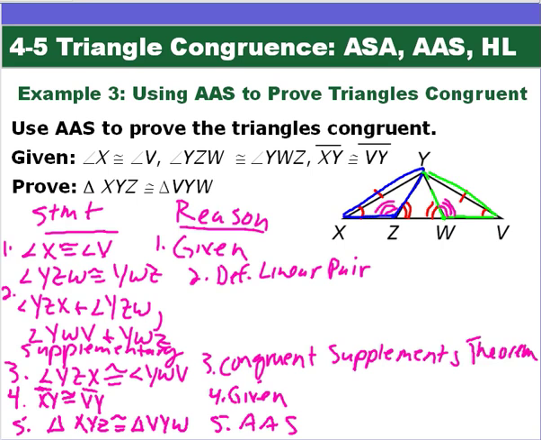All right, so I've written the steps for the proof. First, we're given angle X is congruent to V. We're also given that angle YZW is congruent to YWZ. And two, we know that angle YZX, so this angle here, and this angle here, they're supplementary to the angles on the other side. Hopefully you can see that. Because they're linear pairs, these two angles make a line and these two angles make a line.